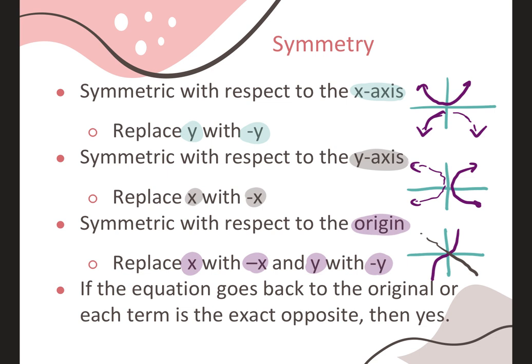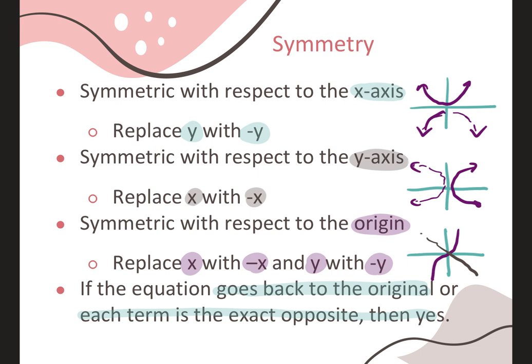So if it's something like in the parentheses, I have a negative x, but then I'm squaring that, my negative is going to go away. If I have x by itself in an absolute value, and I put in a negative x, it's going to go back to positive x. So anything that can simplify, we simplify. And then we compare what we get with our original. If it goes back to the original or it's the same as the original, then it passes whatever that test was, and it would be symmetric to whichever one it is. Or if each term is the exact opposite, then it also would have symmetry to whichever it was.